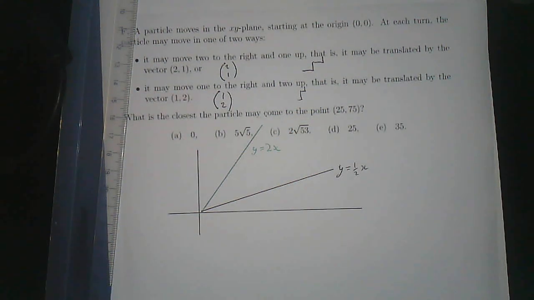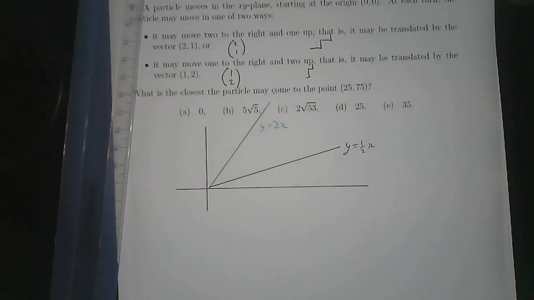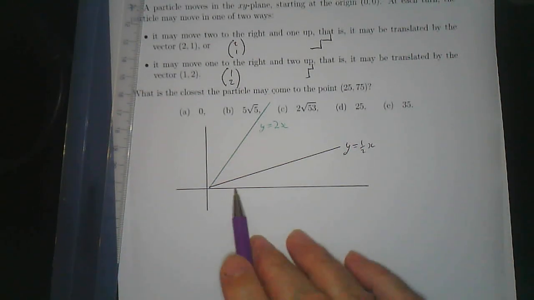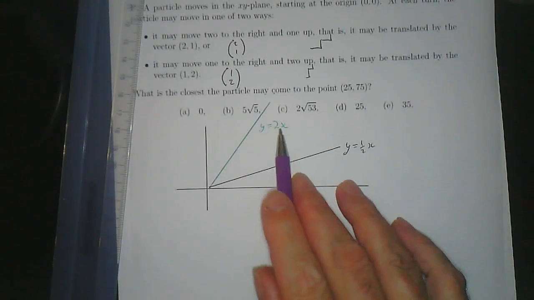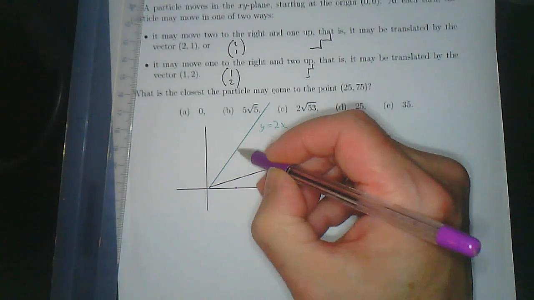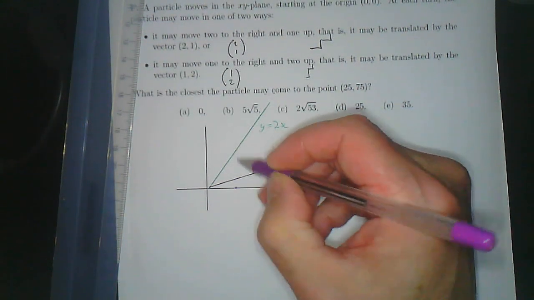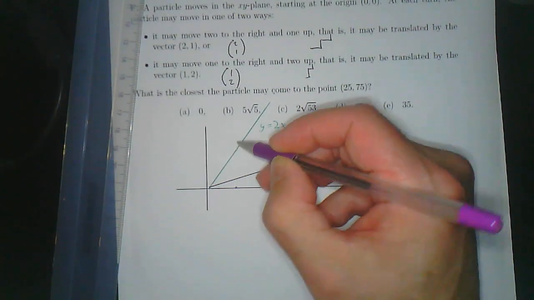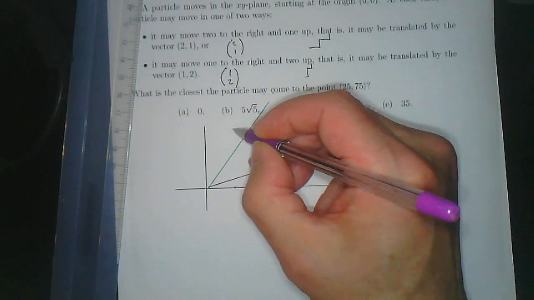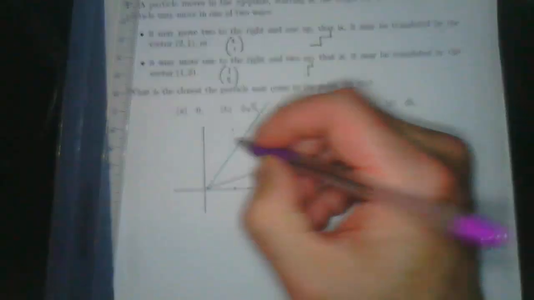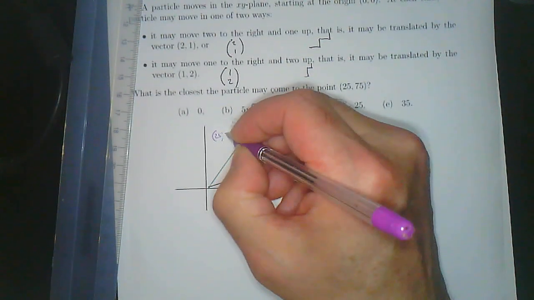So let's think about where the point (25, 75) lies in this diagram. Well, if we're going 25 across, let's say that's here, then this line would be 2 times 25 is 50. So if it was (25, 50), it would be on the line, but it's not. It's (25, 75), so that's going to be above the line somewhere. This is the point (25, 75).